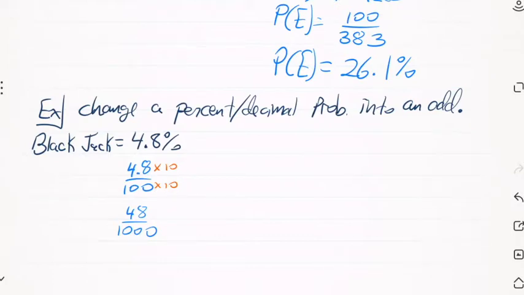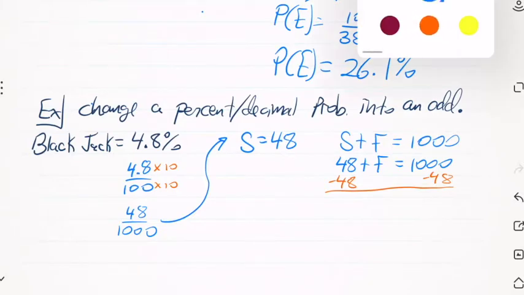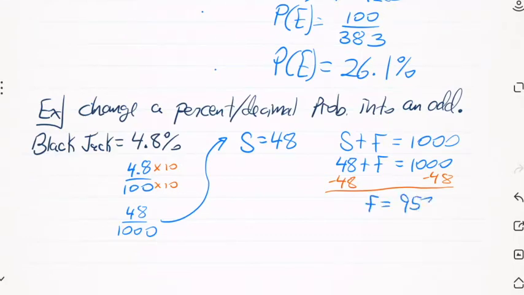So if this is 48 out of 1,000, that means my successes, S, is going to equal 48. So that means my successes plus failures is going to equal the denominator, which is 1,000. And then I can substitute in here 48 for my successes and solve for my failures. So I can subtract 48 here, subtract 48 here. And 1,000 minus 50 would be 950, so this would be 952. So my failures are 952.